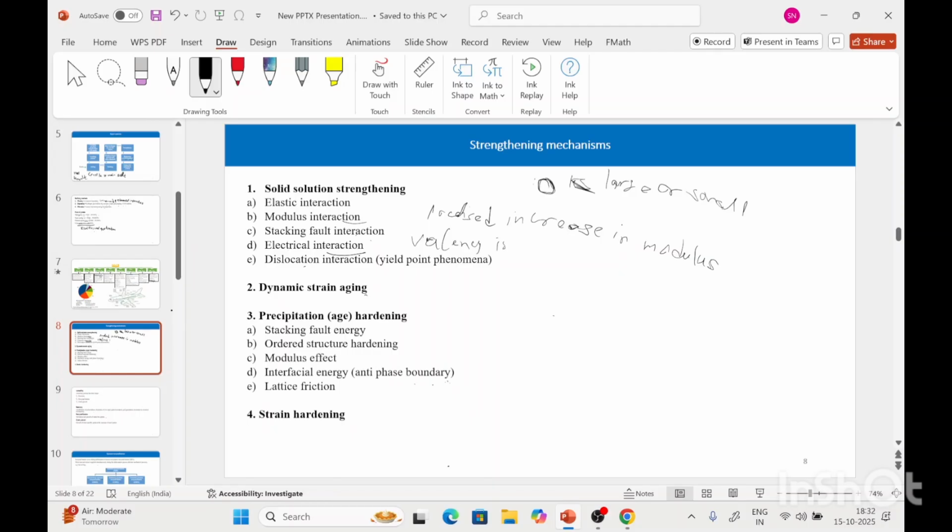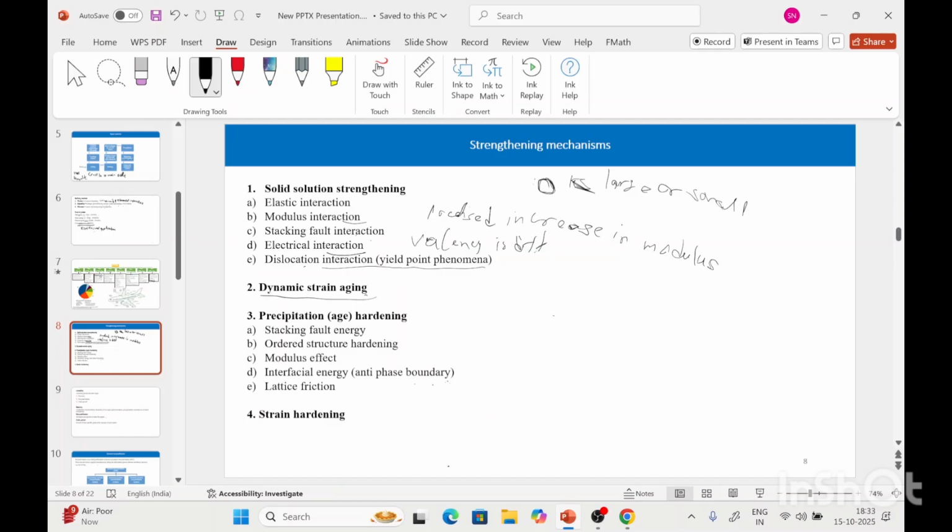And electrical interaction means the valency of the alloying element is different. The valency difference creates some dipoles in the localized region where alloying elements are present in the aluminum matrix. Because of that interaction, the strength increases. And the last is the dislocation interaction, which relates to yield point phenomena. If some dislocations are present in the material, those dislocations also interact with each other and result in more dislocation generation. That will increase the strength.